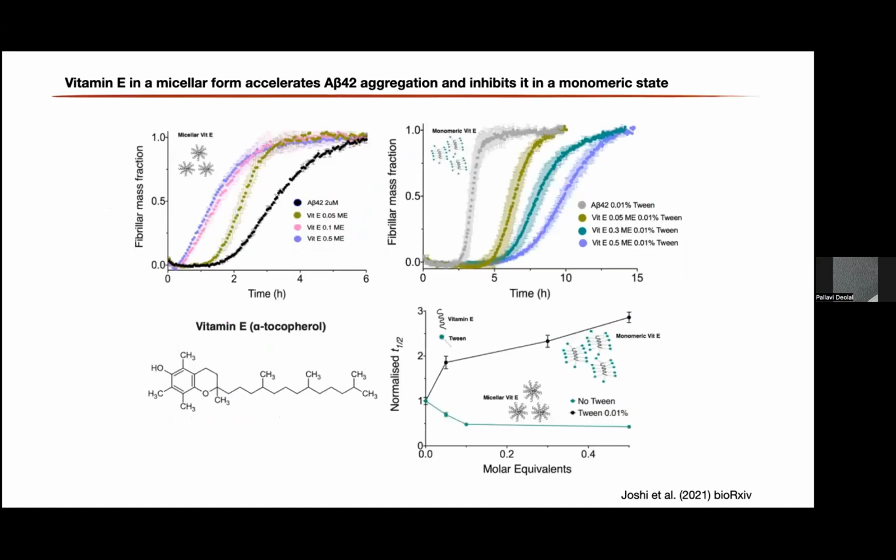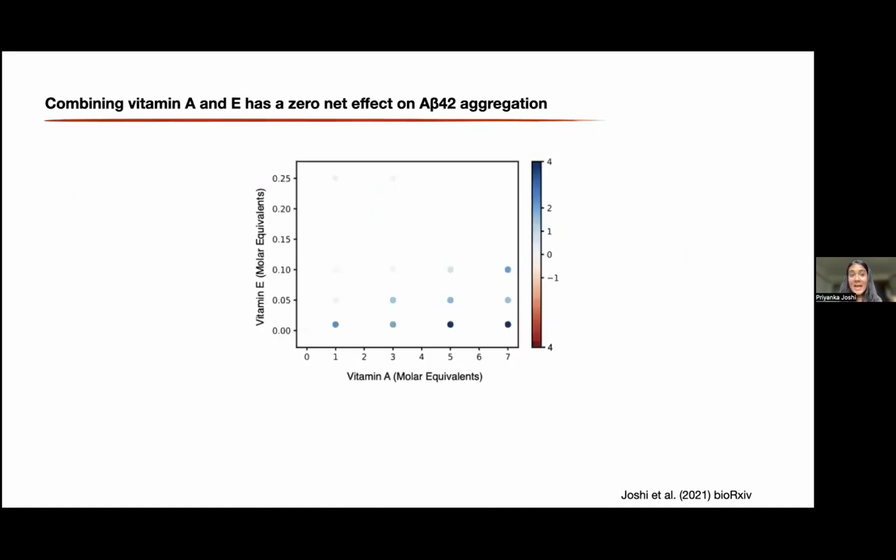In the case of vitamin E, I was able to see that vitamin E by itself is accelerating aggregation on its own. But if you break it down into monomeric forms, it is able to delay aggregation. And what was most interesting was that if you combine the two in a certain range, you were able to completely nullify this effect.